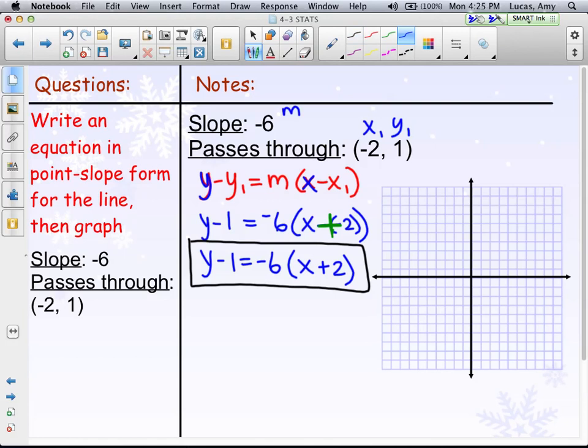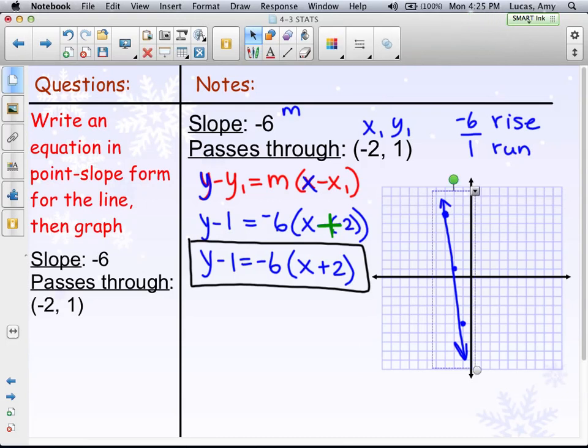To graph this one, (-2, 1), left 2, up 1, and then my slope is -6. So I'm going to put a 1 under it so that it looks like a fraction. So rise -6 means down 6. And then run 1, so over 1 to the right. Down 6, I don't have room again, so I'm going to instead go up 6 and then back 1. So this is a very steep negative slope, and I kind of missed a little bit with my line. There you go.